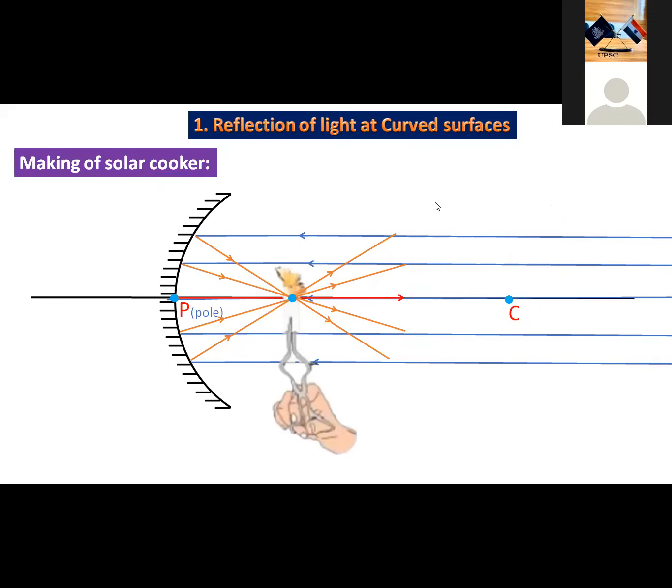Okay. So let us go for another topic here. That is uses of spherical mirrors. So here, how many types of spherical mirrors are there? There are 2 types of mirrors which are called spherical mirrors.